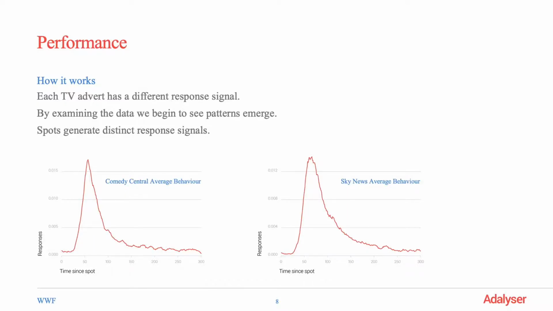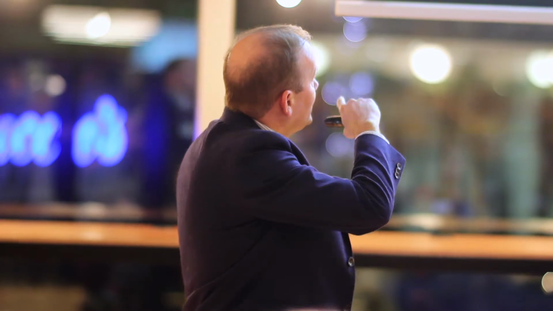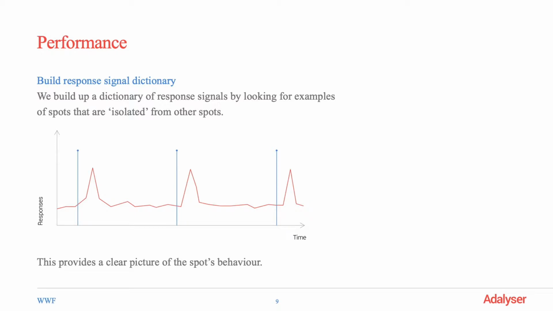Now if I was to zoom in on one of those, it would look a little bit like this. So now along the x-axis we have seconds, up the y-axis we've got the volume of response, and the curve is what we call the response curve. So this is the signal that's being emitted by people responding to a TV advert. In this case you've got a spot being broadcast at point 0, and you can see that between Comedy Central and Sky News there's a subtly different response signal.